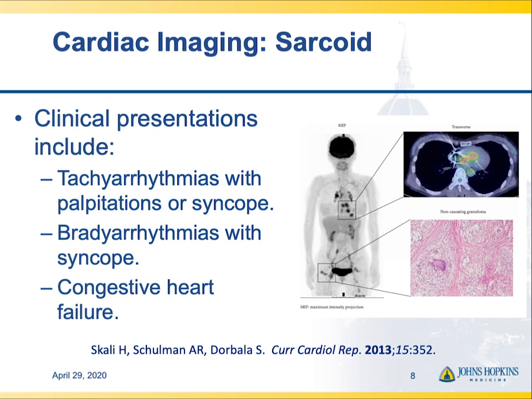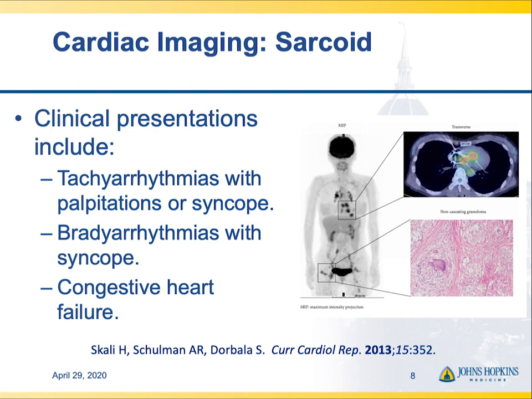Then when we give the patients FDG, because the myocardium isn't using glucose, it doesn't take up that FDG, except in areas where there's active inflammation. So sarcoid granulomas will then take up FDG, and there won't be FDG in the rest of the myocardium. And we can identify the evidence of the myocardial inflammation in patients.